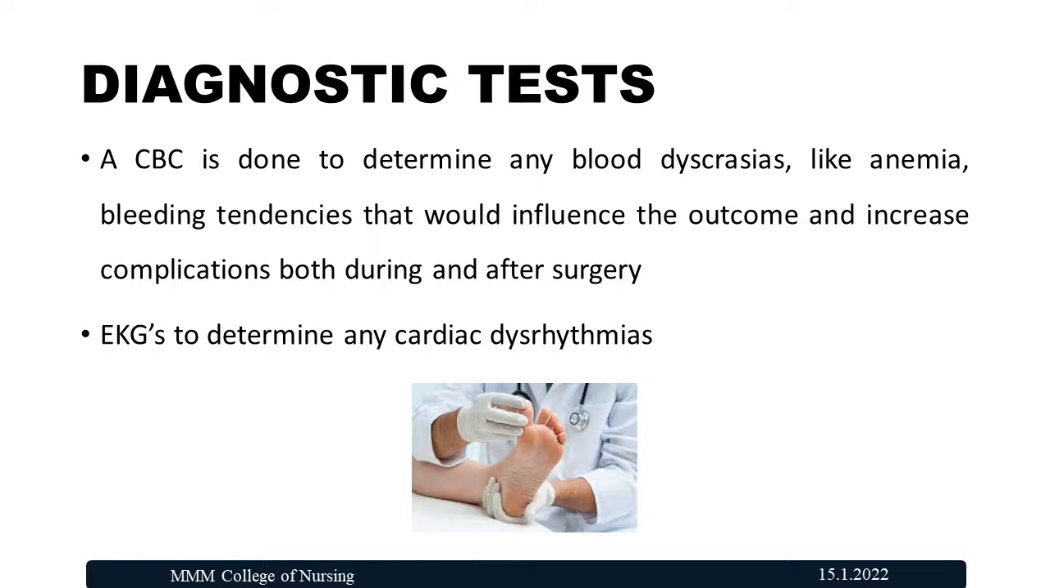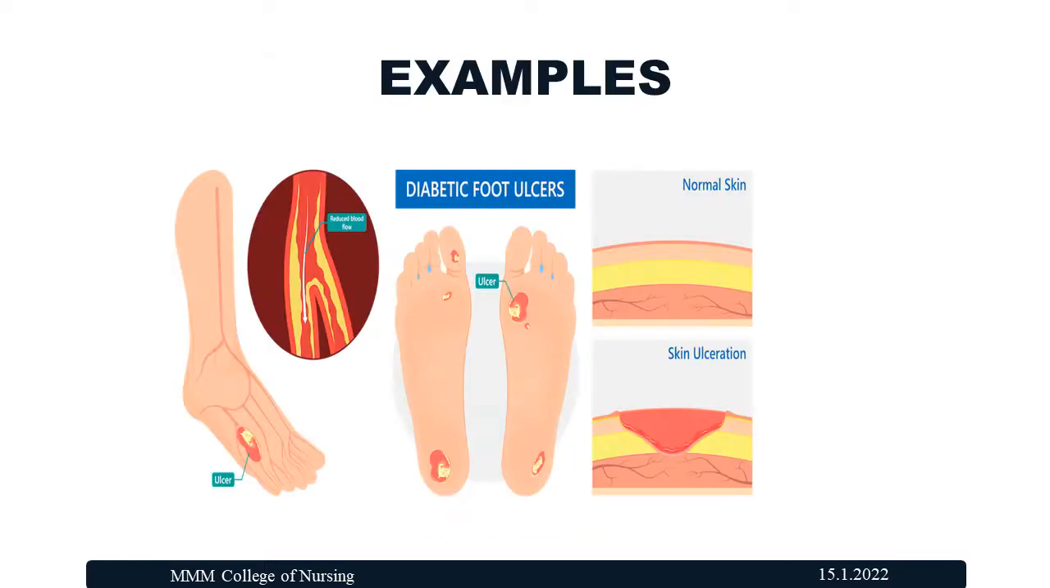What are the diagnostic tests to be done? According to the patient condition and history, we have to see other investigations, but the main investigations are CBC, done to determine any blood discrepancies like anemia or bleeding tendencies that would influence the outcome and increase complications both during and after surgery. Also very important is an ECG to determine any cardiac dysrhythmias.